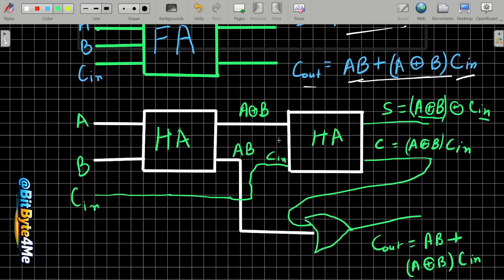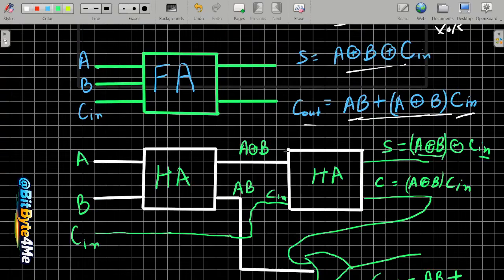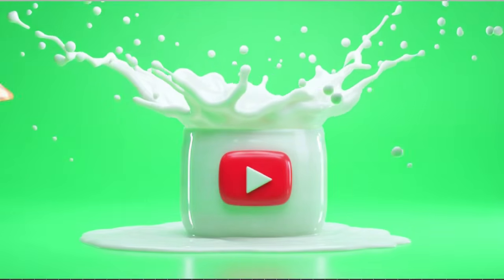So by using two half adders and an OR gate, we can perform the same operation which is performed by the full adder.